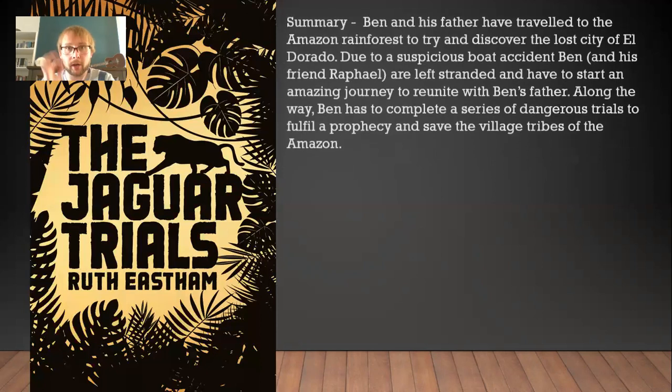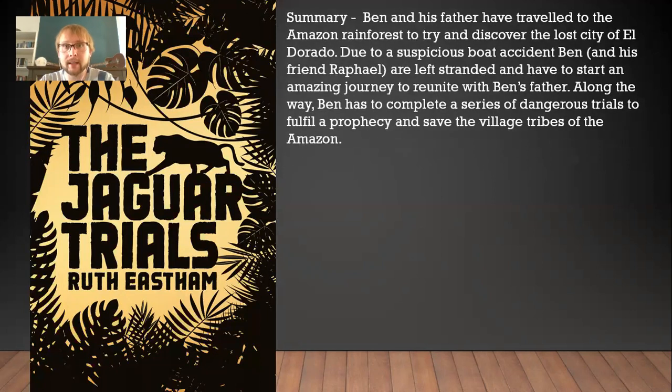So for Jaguar Trials, my summary reads, Ben and his father have travelled to the Amazon rainforest to try and discover the lost city of El Dorado. Due to a suspicious boat accident, Ben and his friend Raphael are left stranded and have to start an amazing journey to reunite with Ben's father. Along the way, Ben has to complete a series of dangerous trials to fulfill a prophecy and save the village tribes of the Amazon.